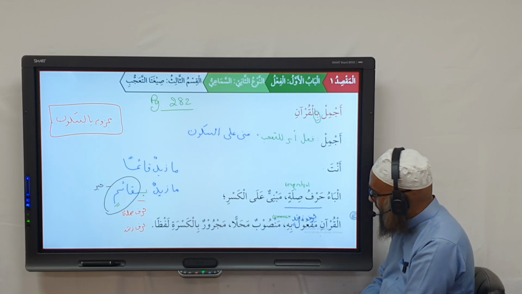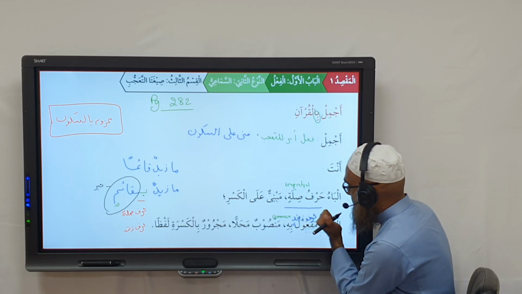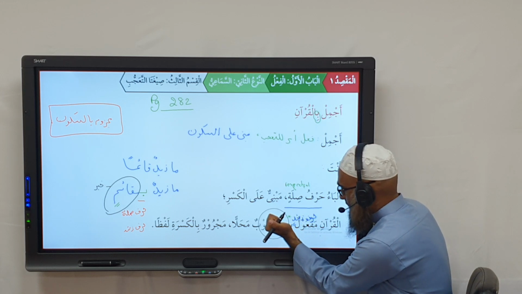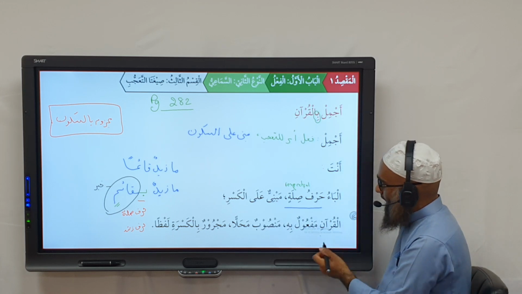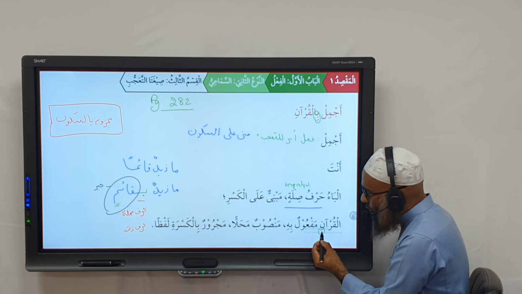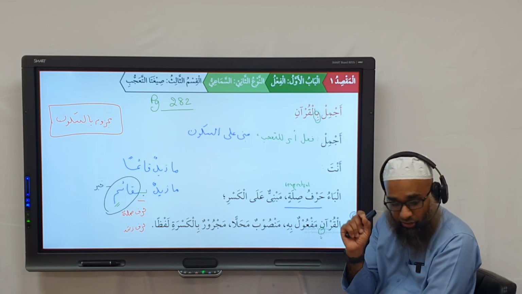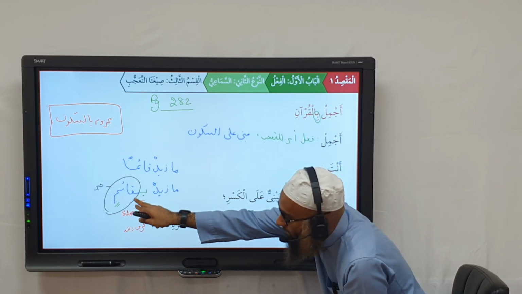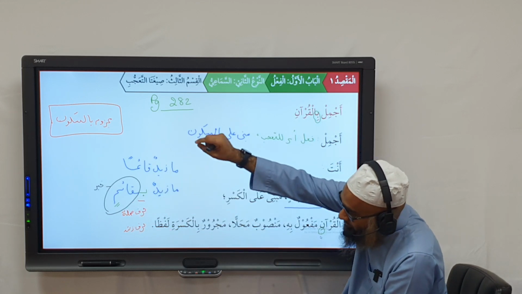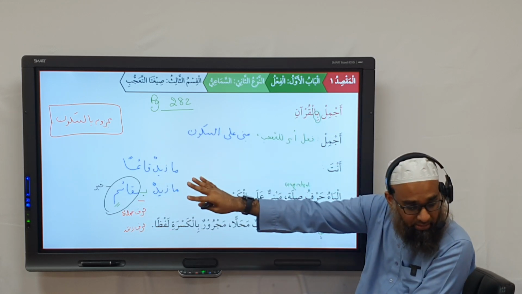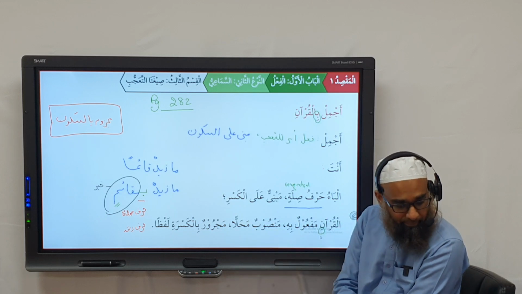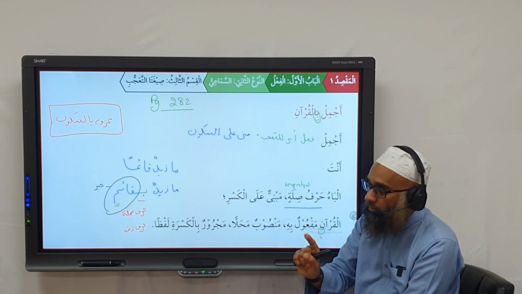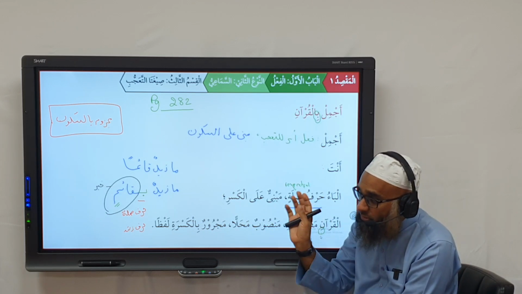So now, this ba is harfu sila, or harfun jar zaid. And the word after it, the Quran, you see here? Okay. And then the Quran is majroor, but the function is maf'ul bihi. As I told you before, the same way in ma zaydun biqa'imin, the ba makes it majroor, doesn't it? But what's the function of the qa'im? The function of qa'im is khabar. So even though it becomes majroor, the function is still a khabar.